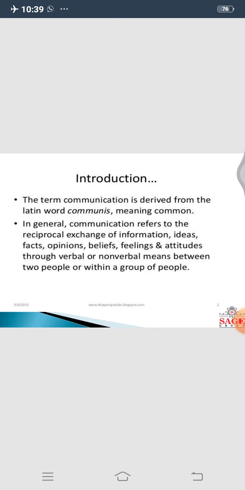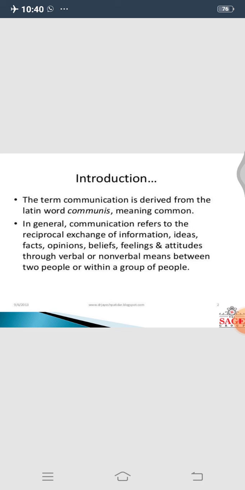Now, communication basically means common. When the sender and receiver are communicating, there is a common linkage between the sender and the receiver. Communication is derived from the Latin word communis, which means common. It is usually the reciprocal exchange of information. Why is it called reciprocal? Because it should be sent from the sender and it should be properly received in the same manner by the receiver. Only then can we say that communication is properly done.